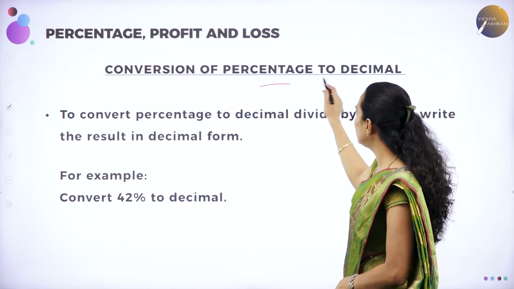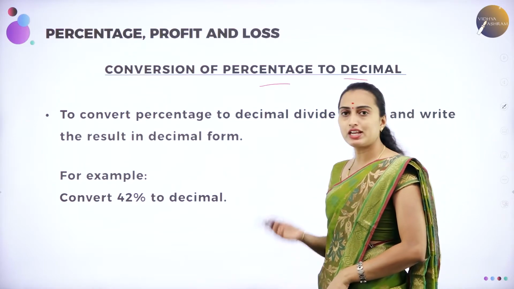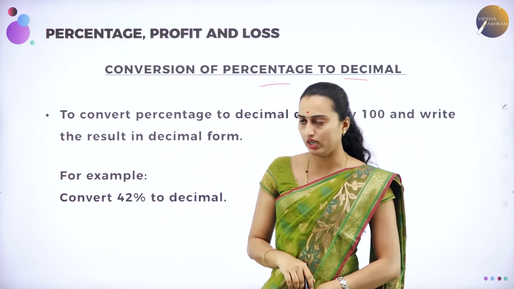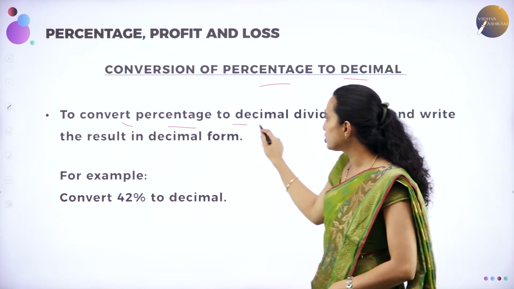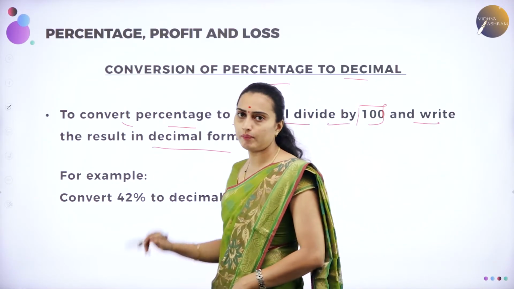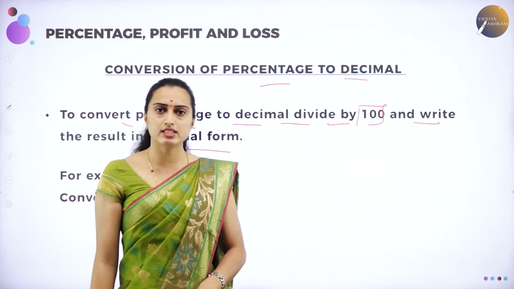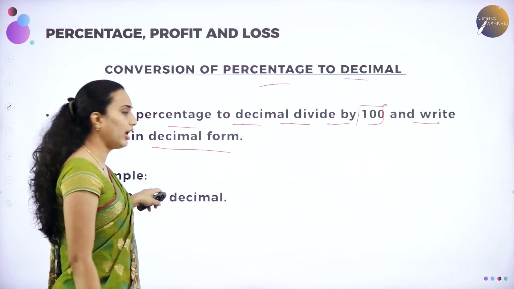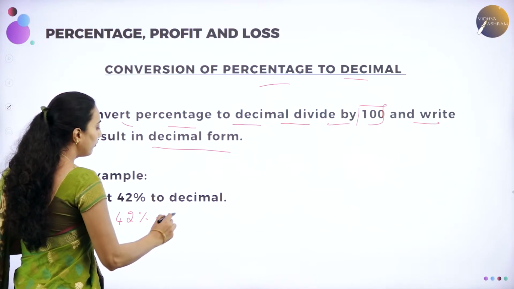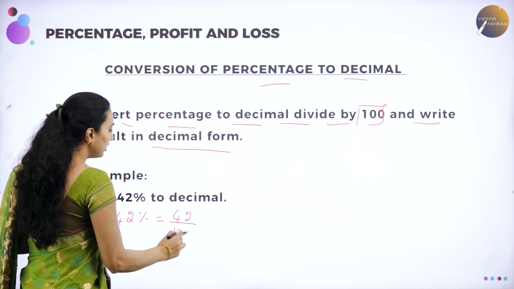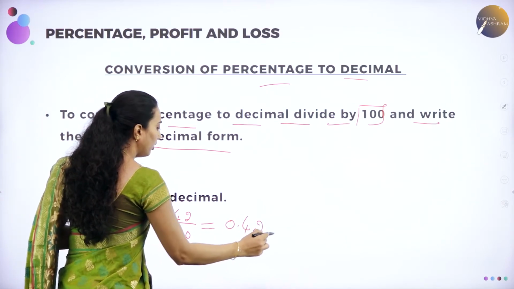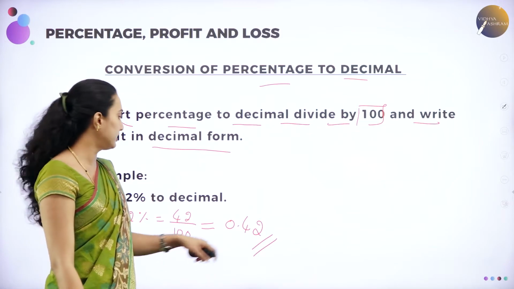Conversion of percentage to decimals. A fraction is different; a fraction will be in the form of P by Q. Decimals means you write it in point form. So to convert a percentage to a decimal, divide by 100 and write the result in decimal form. So 42% can be written as 42 divided by 100. What is 42 divided by 100, dear students? It is nothing but 0.42. Okay, this is how you write it as a decimal.